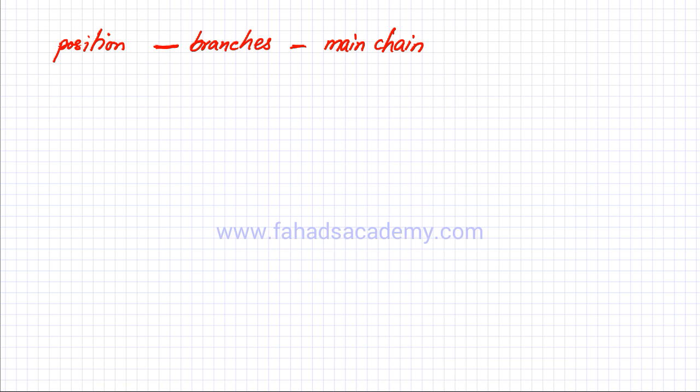So the naming would be done in that order, and you're going to start off with the main chain first. Then we're going to identify the number of branches, and we're going to write down the branches. And then before each branch, we're going to give the position of the branch. I'll explain to you in detail how this would be done. We're going to start off with the simplest branched molecules first. For example, let's say I have a molecule.